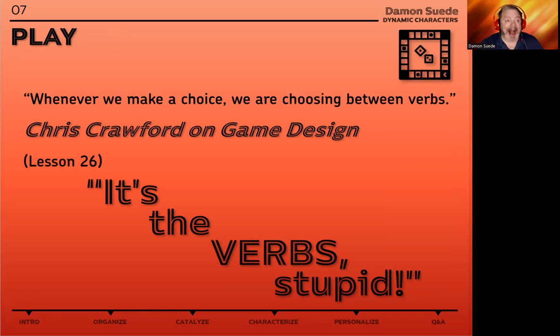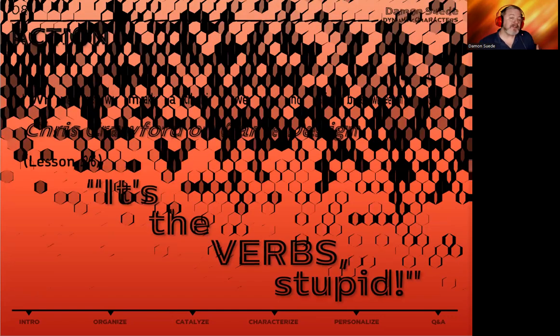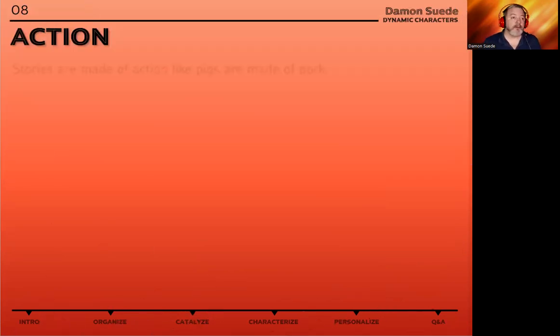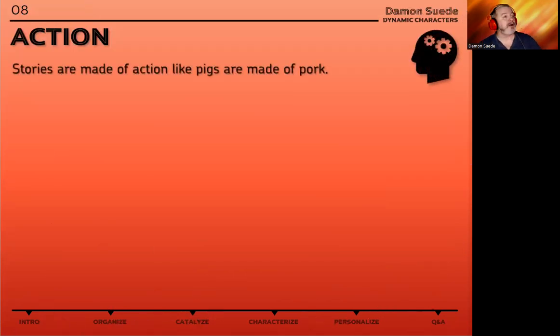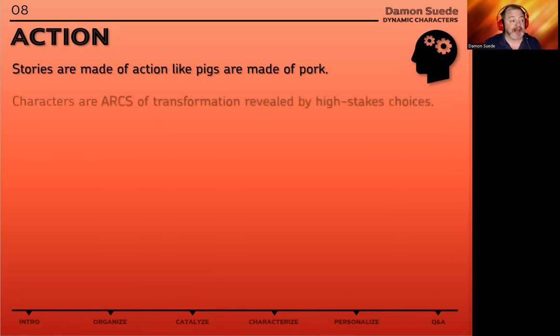And so by focusing on the actual active part of language, Chris Crawford is saying unlock the potential so that interactivity is more likely, right? And this, of course, has enormous implications for any writing. And I mean fiction, film, comics, you name it, right? But for our purposes, for visual novels, action is where we get the roots of interaction, right? A story is built of action the way a pig is made of pork, the way fire is made of flame. A character is just an arc of transformation revealed by high stakes choices.